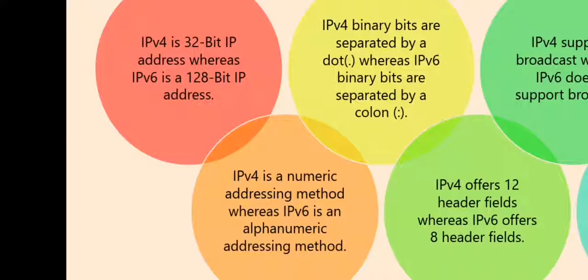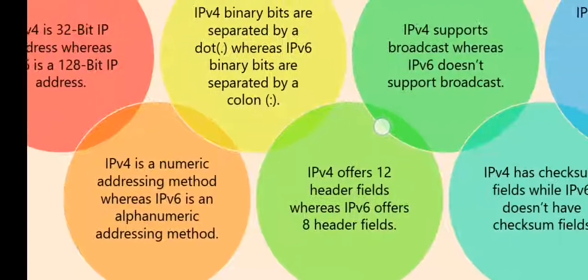For example, 198.198.256.256. Okay, so in IPv4 we use a dot, while for IPv6 we use a colon. Next, IPv4 offers 12 header fields, whereas IPv6 offers 8 header fields.